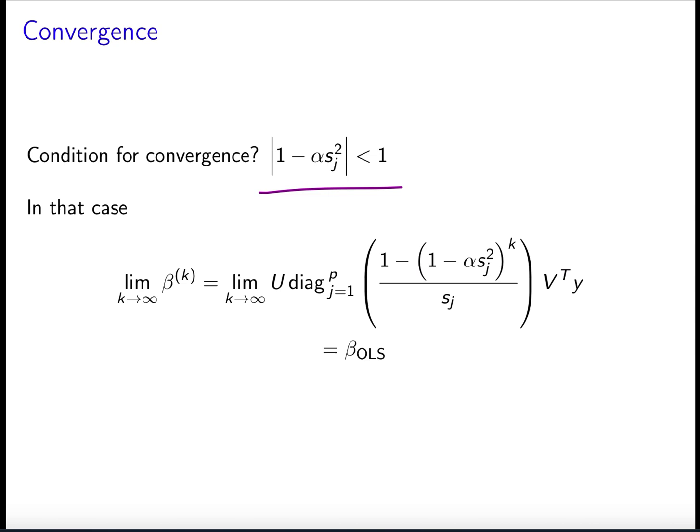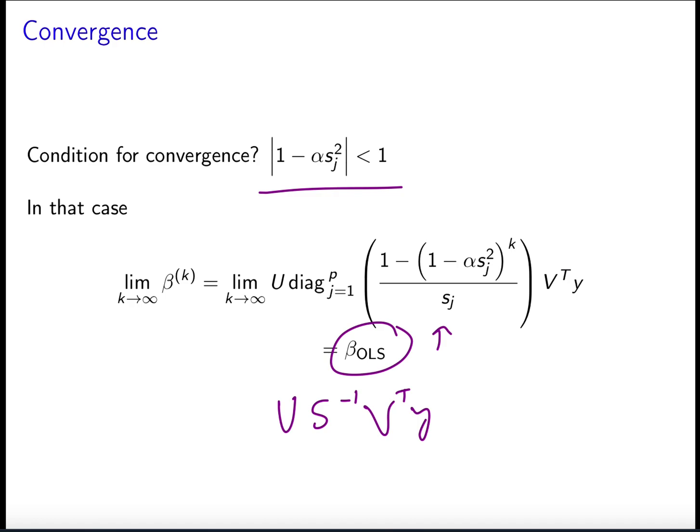And if that disappears, we just have u, and then 1 over sj in the diagonal is just the inverse of s, v transpose y, and that's exactly equal to the ordinary least squares solution. So this actually shows you, without having to go into how gradient descent converges for convex functions, and this is a convex quadratic, this shows you immediately how the gradient descent iterates are converging towards the ordinary least squares solution, which is good because that's the minimum of the cost function. We have already shown that before.